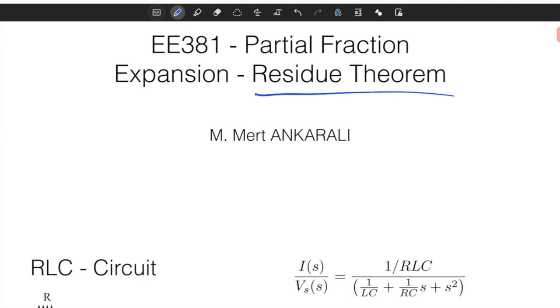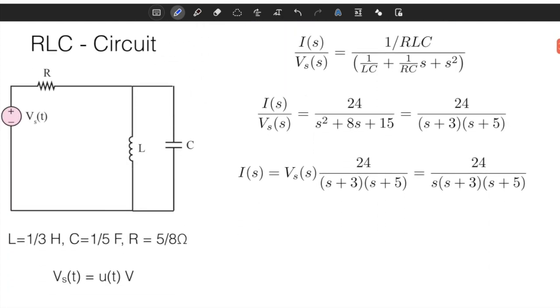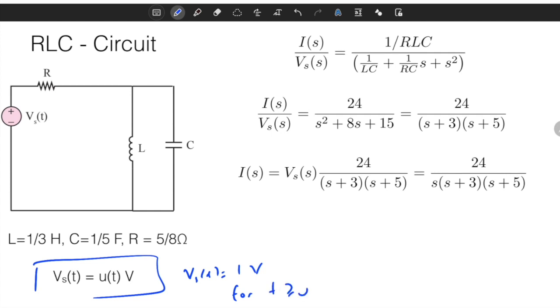Okay, so we have an RLC circuit. We have resistors, inductor, and capacitance. Input is the voltage source, and it's given that it is a step type of input, which means that Vs of t is equal to 1 volt for t greater than or equal to 0. Output for this problem is given as the inductor current, which is equal to I.